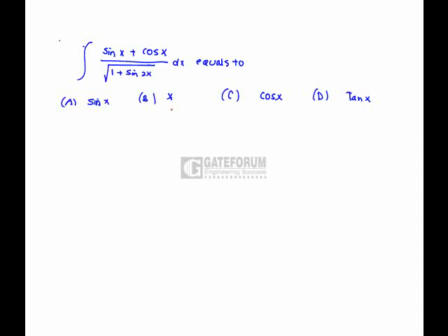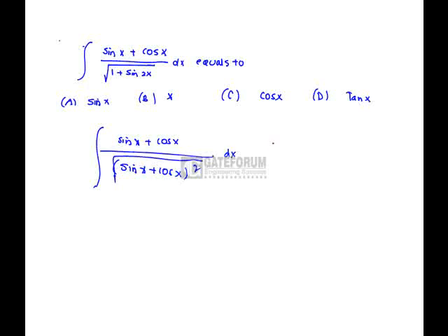Integral of (sin x plus cos x) divided by the square root of (1 plus sin 2x) dx equals, here, (sin x plus cos x) divided by the square root of (sin x plus cos x) whole squared, dx, which equals x. Hence option B is correct.